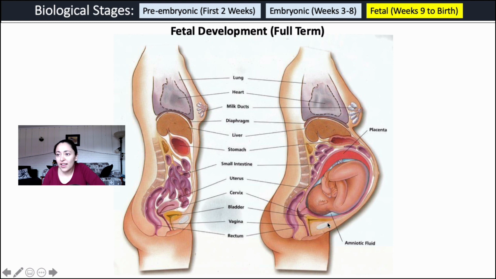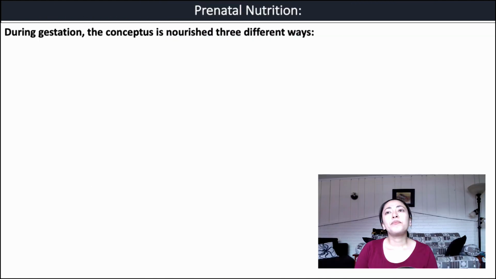So this explains why mothers usually have to go to the bathroom pretty frequently, because the bladder can't really expand to hold a whole lot of urine. And also, it's harder for the mother to eat large meals because the stomach is getting squished as well. Pregnancy is also associated sometimes with constipation because it's really hard for food to move through the intestines because of how squished they are. Next, we're going to talk about prenatal nutrition.